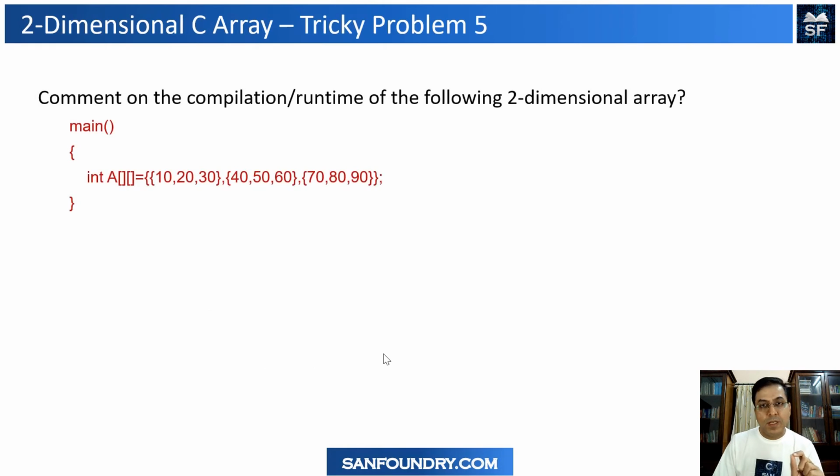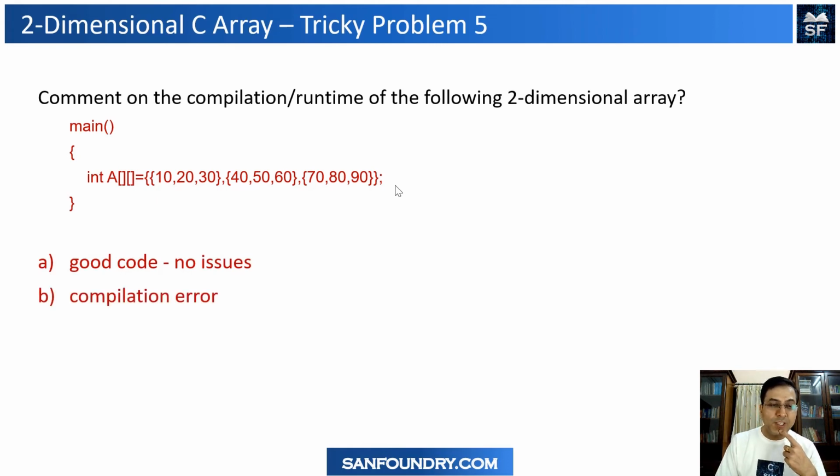Alright, so now comes the interesting part. A lot of us fundamentally understand this is an array, but what next, right? So I'm trying to make sure that we understand something little extra, so that we really do good error-free coding in the first place itself. So comment on the output or the runtime of the following two-dimensional array. We have written this. The choice for you: it's a good code, no issues, compilation fine, runtime fine, or we have a compilation error, or compilation is fine, runtime error.